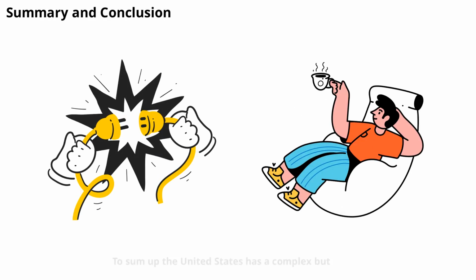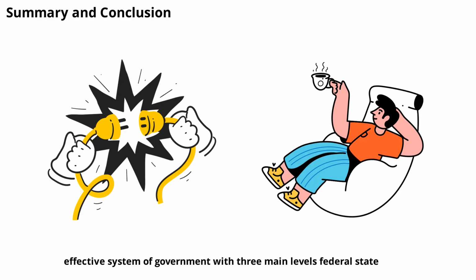To sum up, the United States has a complex but effective system of government with three main levels: federal, state, and local. Each level has its own roles, responsibilities, and powers, working together to serve the people. By understanding how these levels interact, we can better appreciate the strengths of American democracy and the importance of civic participation.